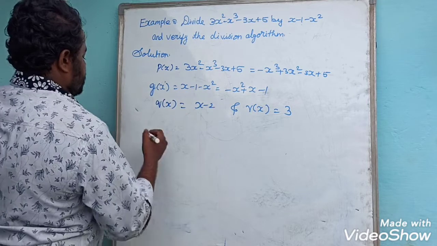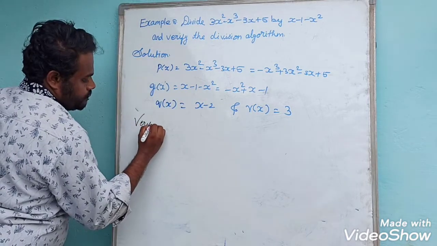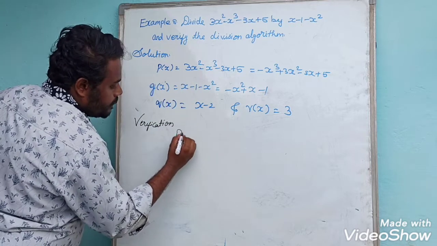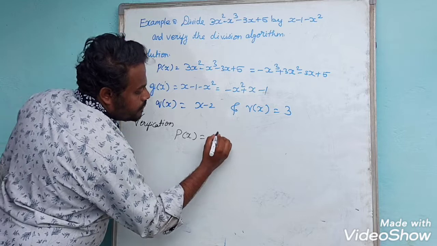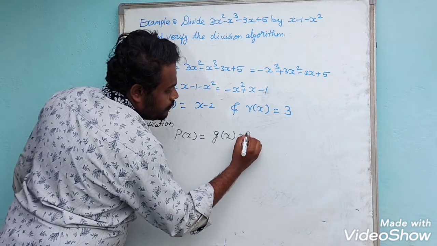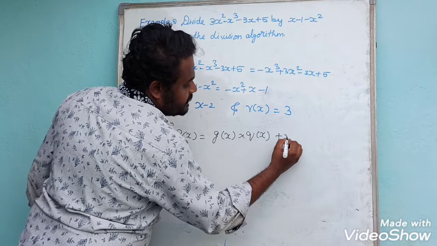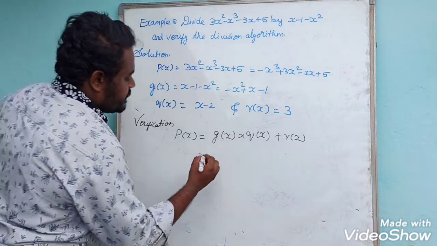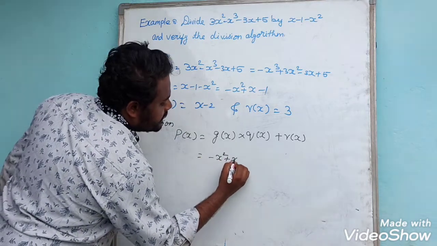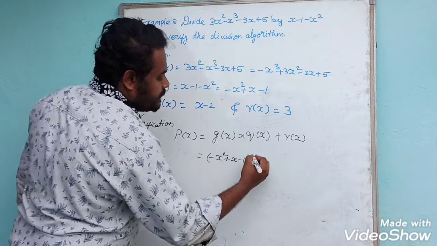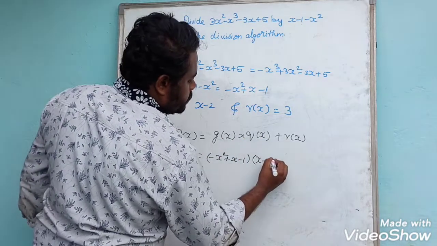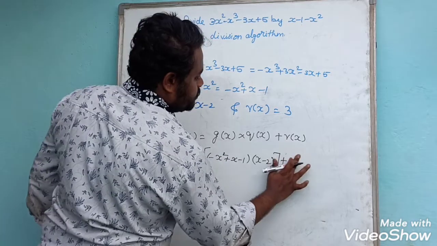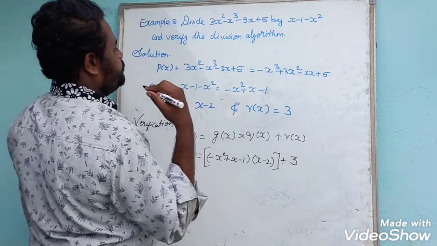Now verification. So what is the division algorithm? P of x is equal to G of x into Q of x plus R of x. The same way, what is G of x? Minus x square plus x minus 1. This one can be multiplied with the Q of x, x minus 2, and this total product can be added with the R of x, 3.